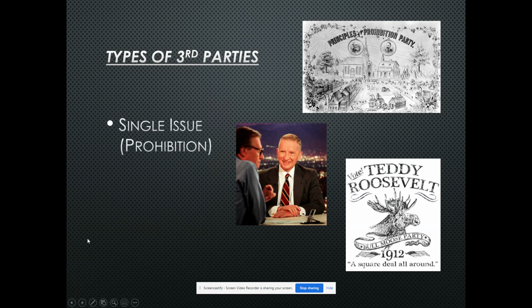First type of third party is what's referred to as a single issue party. It's a political party created that really just cares about one issue and one issue only. Prohibition is a great example going back to the 1800s, early 1900s. This was a political party concerned with banning the sale, manufacture, transportation, consumption of alcohol. Alcohol was the root of all evil. You get rid of that and you solve a lot of societal problems. So that was really their focus and their focus only. We've seen some anti-slavery parties in the early 1800s too, a single issue, the one thing they care about.